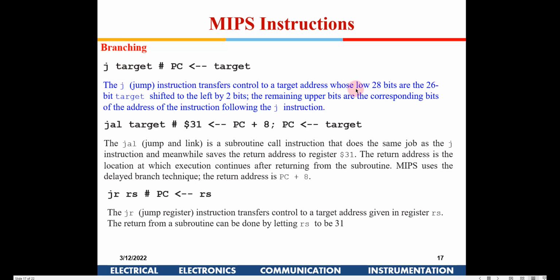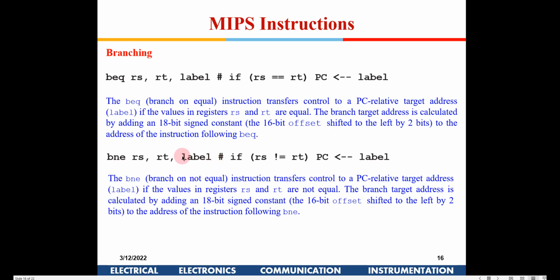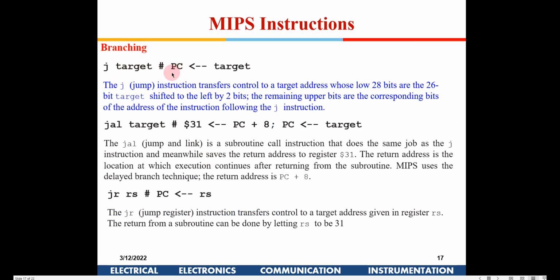And where will it jump? Again here you write the PC, so the target whose 28 bits are the 26-bit target. Here you are going to put the 26-bit data that will be shifted by 2 bits. Here again you are not providing the offset value, you are providing 26-bit data. If you see, the total instruction size will be 32 bits out here, and similarly for the other instruction also the total size will be 32 bits.